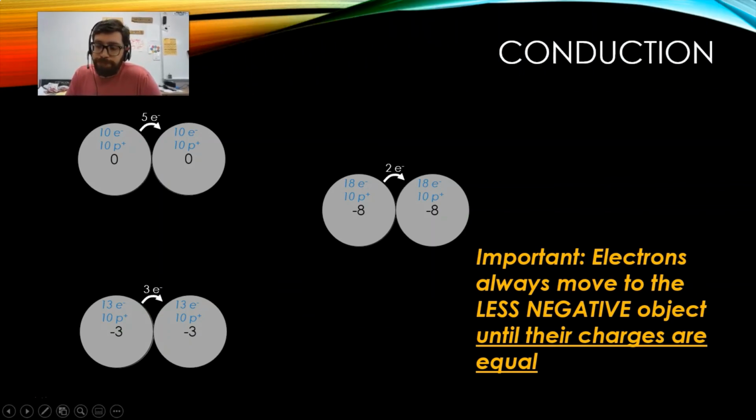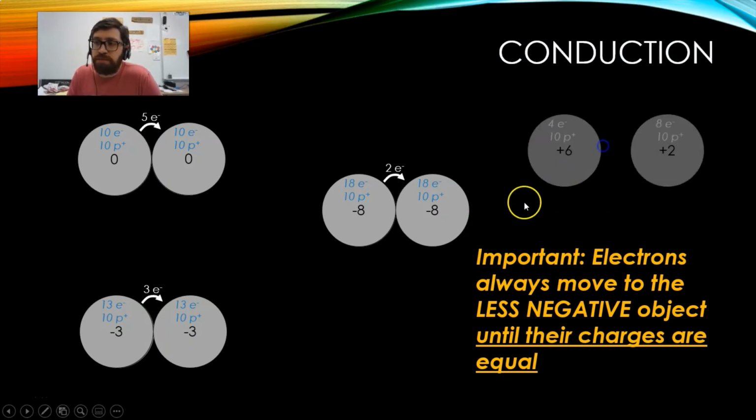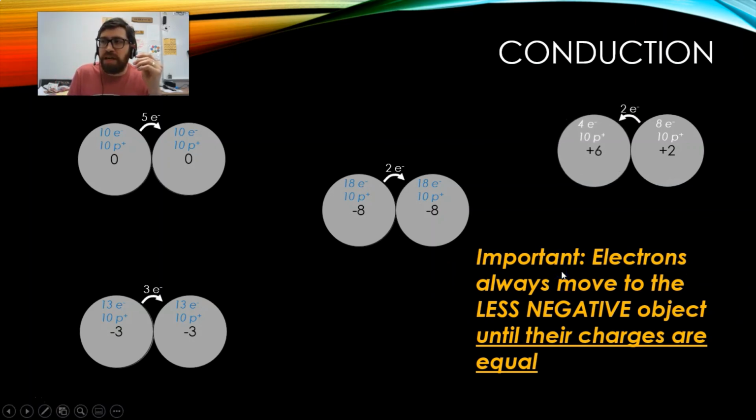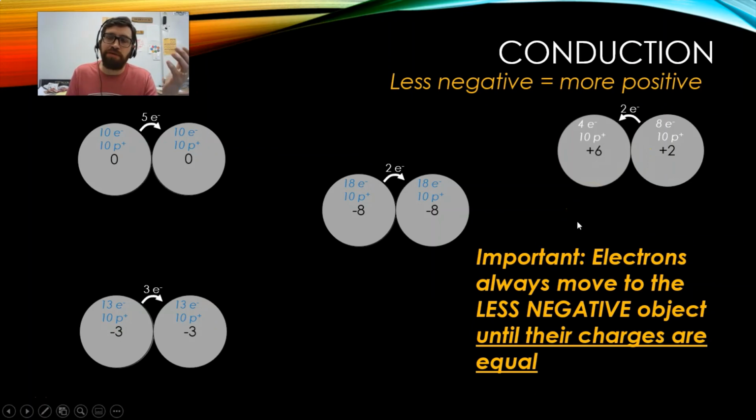One more. This one's a little bit different, a little bit tougher. Pause the video, predict what's going to happen there. So this one's the most interesting. Electrons move toward the less negative object. But when we touch these, 2 electrons go toward the +6. And you're going, okay, how does that work? Well, remember, less negative also means more positive. This one has a greater deficiency of electrons. So the electrons want to go over here.